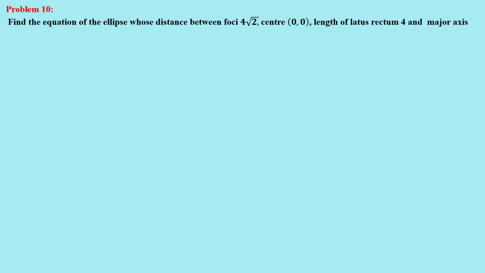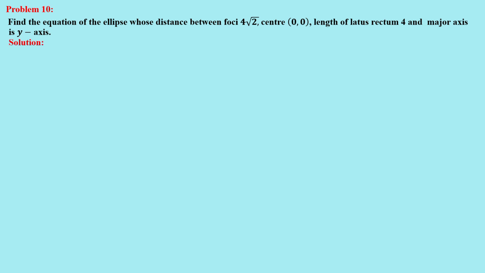Next problem, find the equation of the ellipse whose distance between foci is 4 root 2, center 0, 0, length of the latus rectum 4, and major axis is y axis. So they have given 2 points, center is 0, 0, major axis is y axis. So the ellipse should be in vertical shape, right? Major axis is y axis, right?